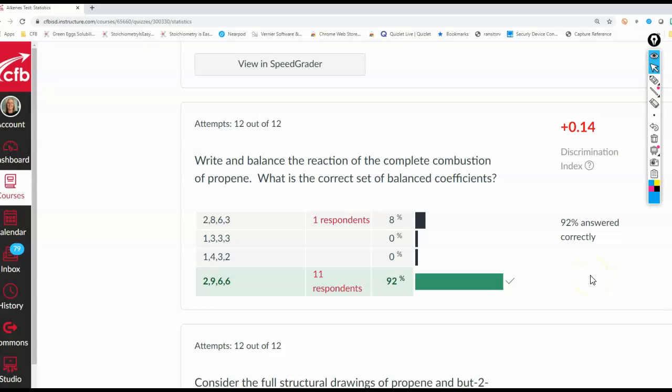This next one: write and balance the complete combustion reaction of propene. What is the correct set of balance coefficients? You had to remember that you were using propene, so C3H6.